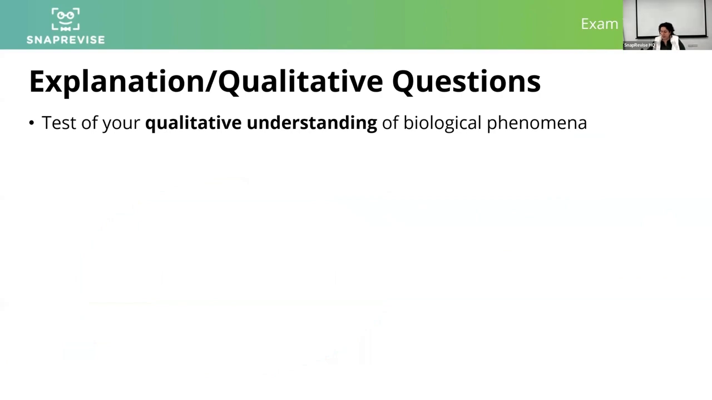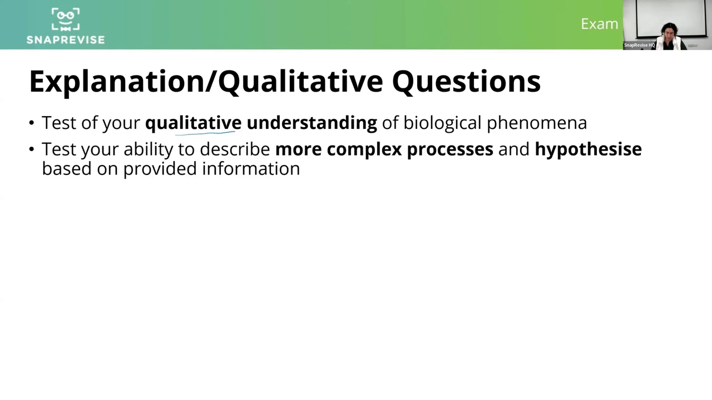All right, so explanation and qualitative questions. We already talked about some of the simpler descriptive or explanation questions that are worth around 3 marks. Now we're going to go into ones that are worth a few more marks, that you have to go into a little bit more depth, which again test your qualitative understanding of biological phenomena. They'll test your ability to describe and explain slightly more complex processes or formulate hypotheses based on information provided. They may even come at the end of a quantitative question.